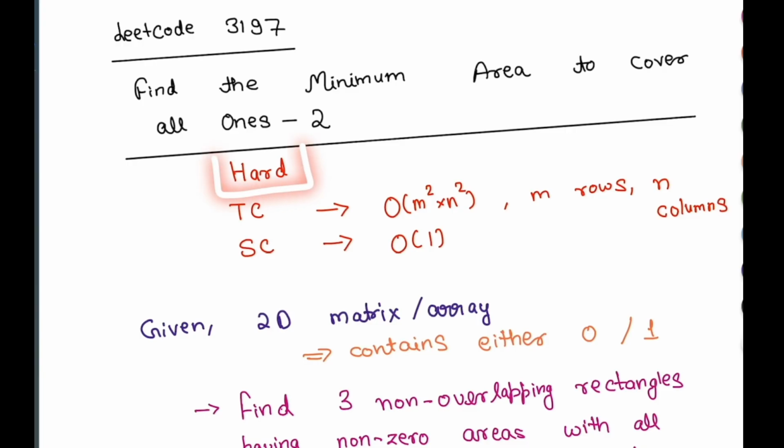This is of hard category and we are going to solve it in such a way that you are going to find it a little comfortable, a little easy to solve. The time complexity at which we are going to solve this is O of m squared multiplied by n squared, where m is the number of rows, n is the number of columns, and the space complexity is going to be constant, O of 1.